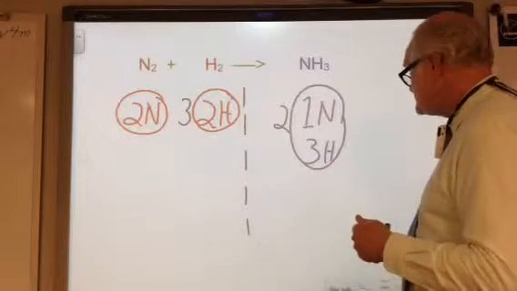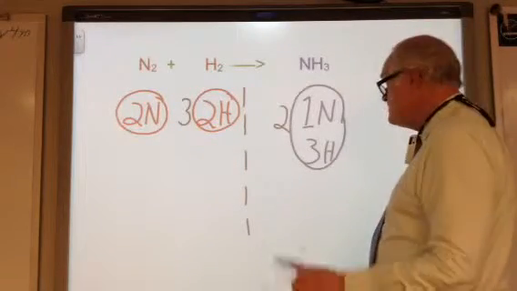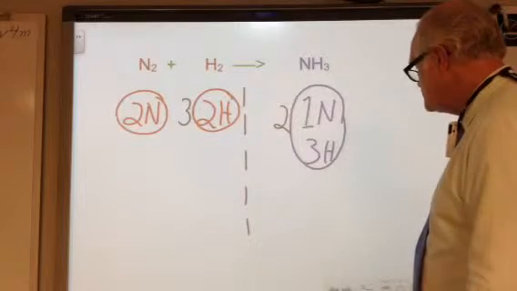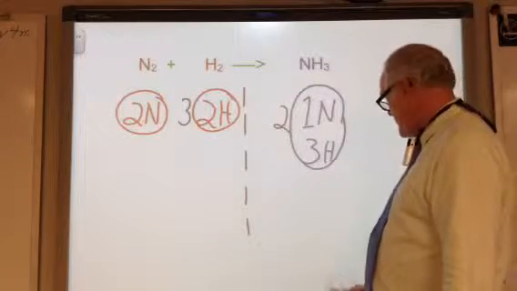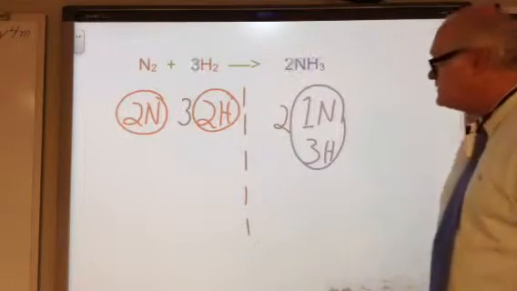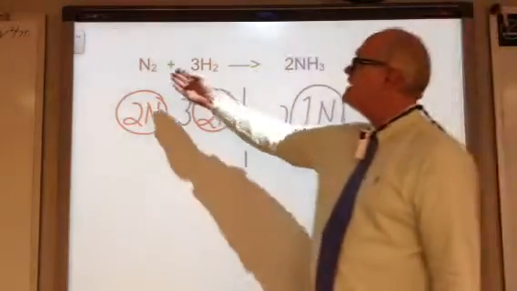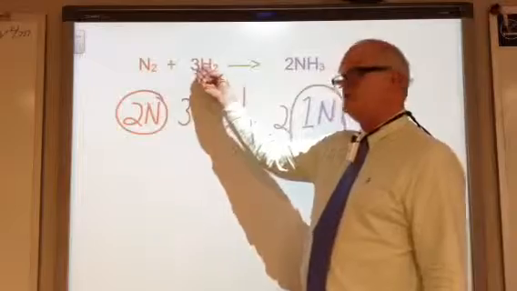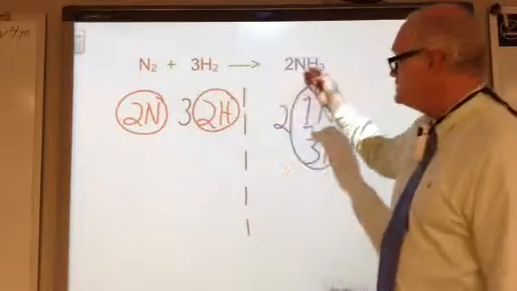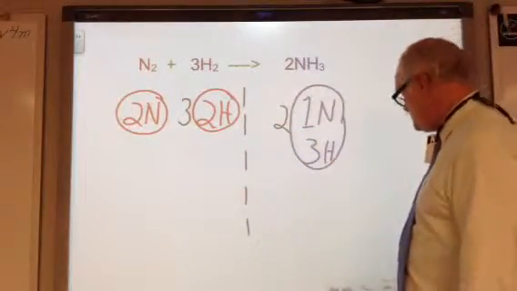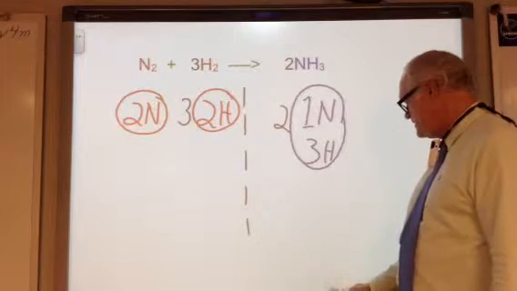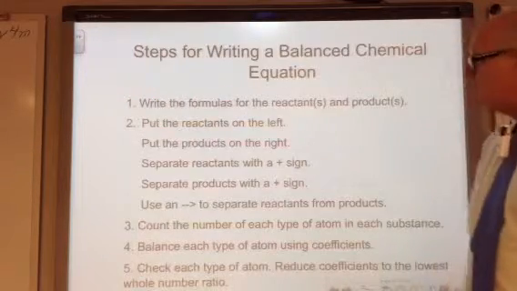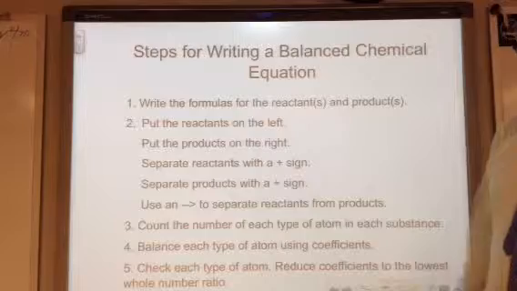And the last step in our process is going to be to move those coefficients into our equation so that we have a correctly written balanced chemical equation. And here we see that done here. 1 molecule of nitrogen reacts with 3 molecules of hydrogen to yield 2 molecules of ammonia. So there are some steps for writing a balanced chemical equation.